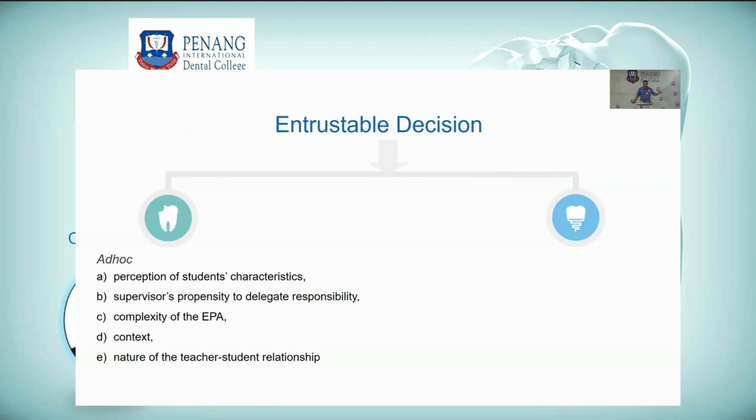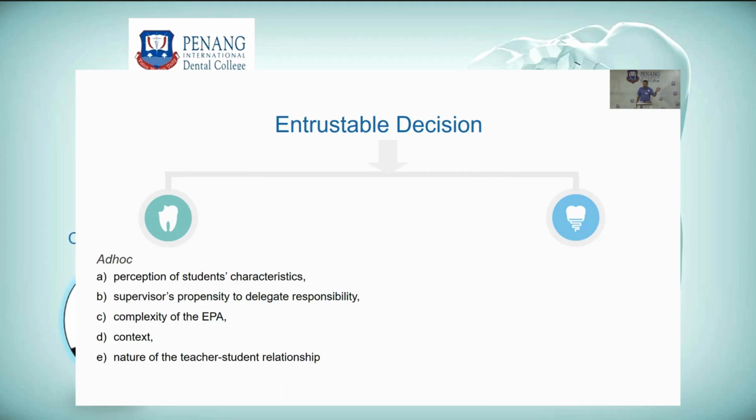Complexity of the EPA: rare case, simple case, easy case. Context: what is happening? The student is learning extraction. You cannot give him an EPA for root canal treatment. It has to be in the context of his learning. And the nature of the student-teacher relationship. What kind of relationship are we talking about here? The student-teacher relationship?